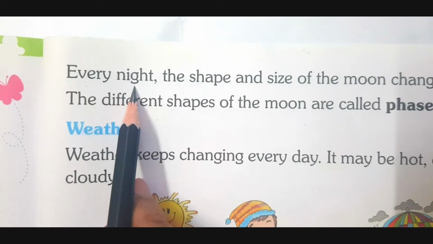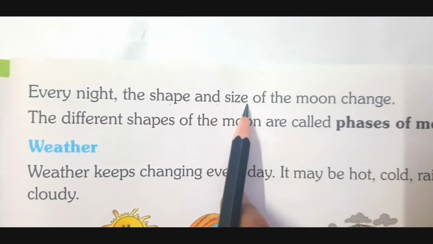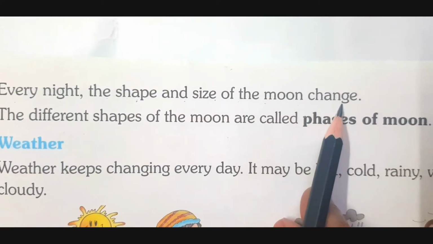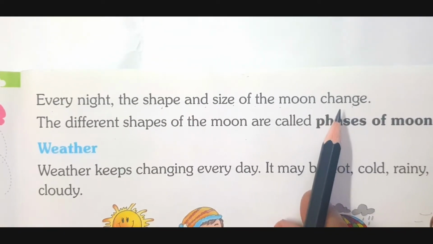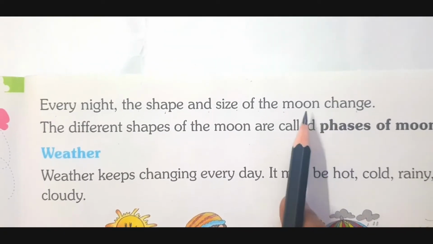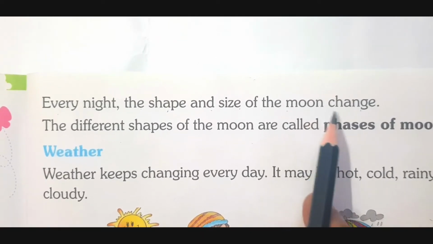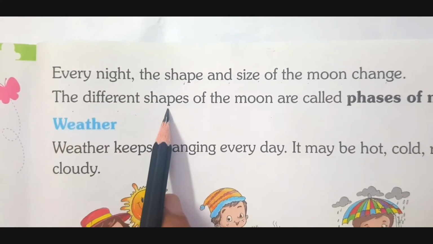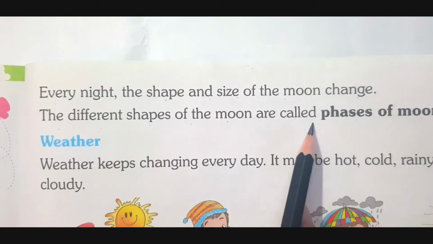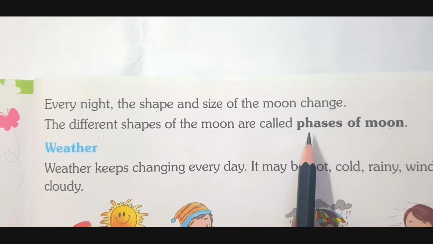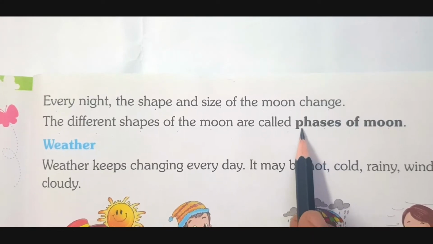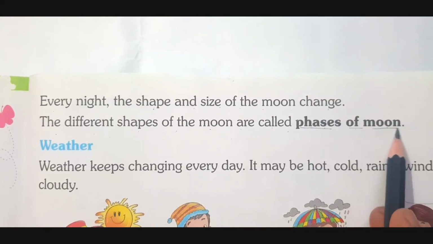Every night the shape and size of the moon changes. From today onwards, children, you just watch the moon, how it changes its shape. The different shapes of the moon are called phases of the moon. What do you call the different shapes of the moon? They are called phases of moon.